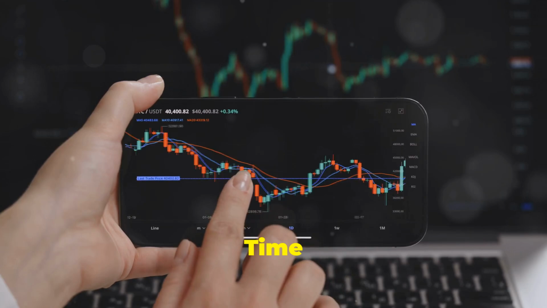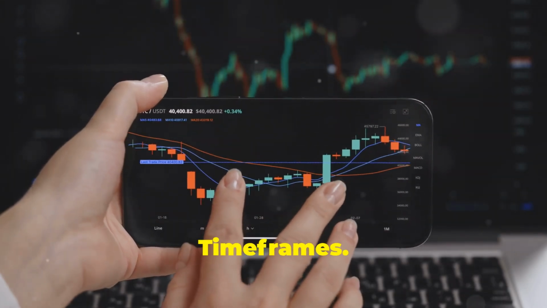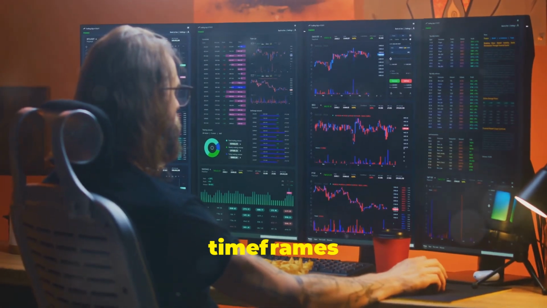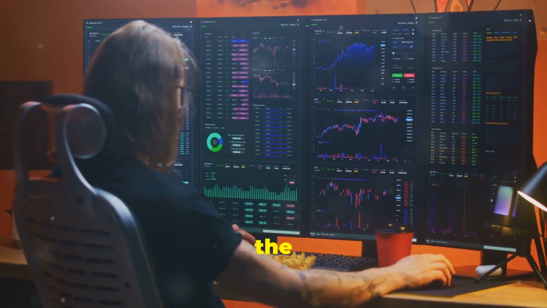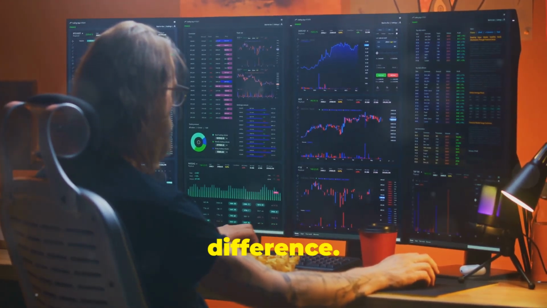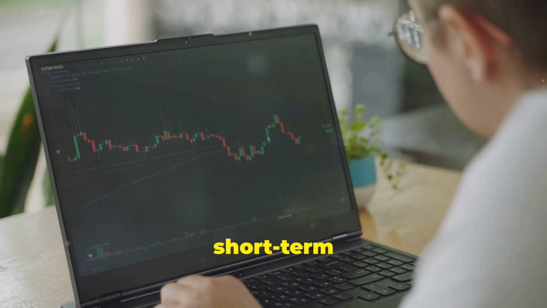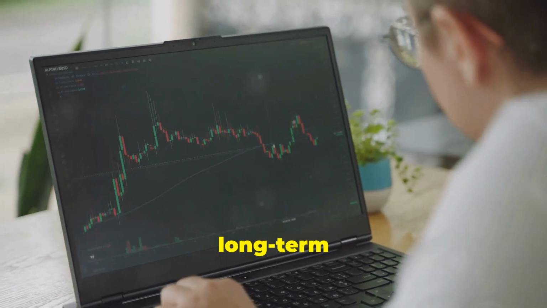Section 5. Time is money. The impact of different time frames. Now let's talk about time frames, because when it comes to trend analysis, the time frame you choose to look at can make a big difference. What looks like a trend on a short-term chart might be just a blip on a long-term chart.